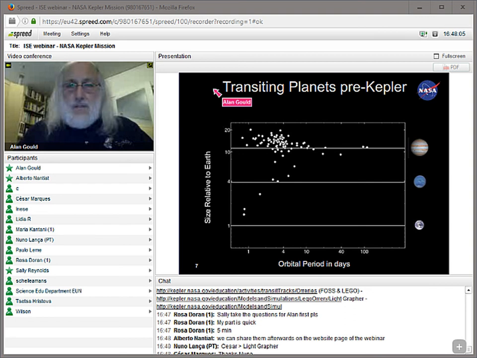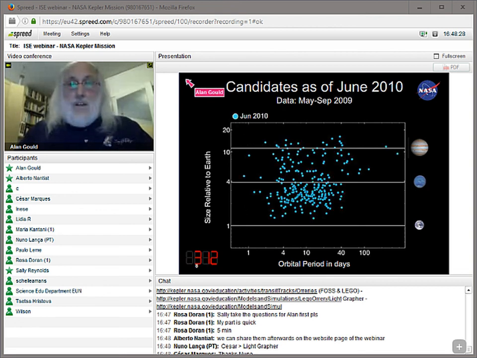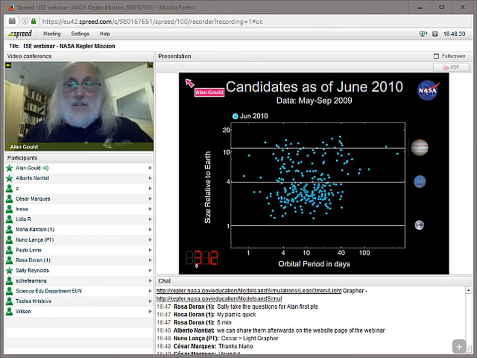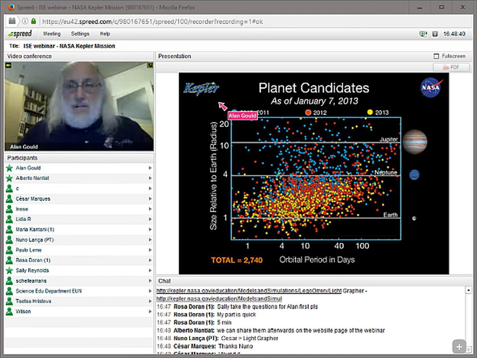These are a plot of transiting planets that were discovered before Kepler. It's a plot of the size of the planet relative to the orbital period. Notice that they're all clustered in the upper left here: the large planets with the short period. So the Kepler planet candidates, soon after it was launched, it was discovering planets down in this region here. But over the period of the mission, which was 4 years, it found a bunch.